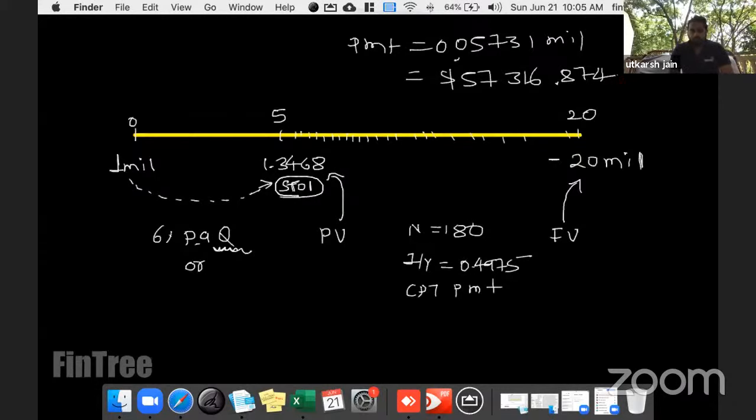Okay, first question I've got is how did I get this 180? So Brahmani, from 5 years to 20 years, how many years do we have in between? We have a total of 15 years. And in 1 year, how many months do we have? 1 year has how many months?